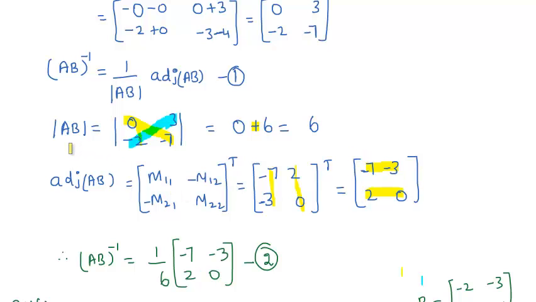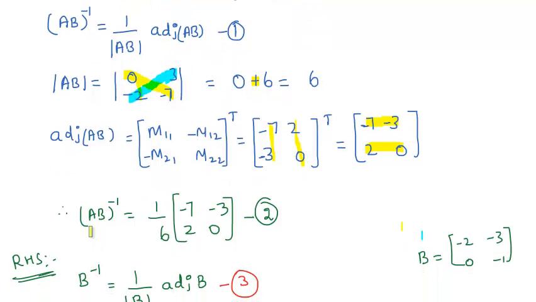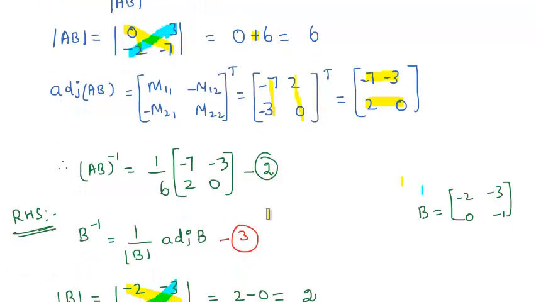So till now we have calculated the determinant of AB and the adjoint of AB. If you substitute these two values in equation 1, you can easily calculate (AB) inverse, that is 1 by 6, where 6 is your determinant of AB, into the adjoint of AB. The adjoint of AB is this matrix, [-3 -7; -3 2 0]. So let's consider this as equation 2.